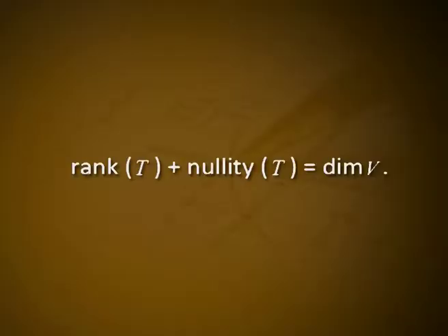Theorem 5. Rank-nullity theorem. Let V and W be vector spaces over the field F and T be a linear transformation from V into W. Suppose that V is finite dimensional, then rank of T plus nullity of T equals the dimension of V.